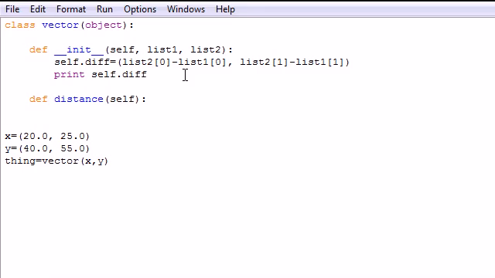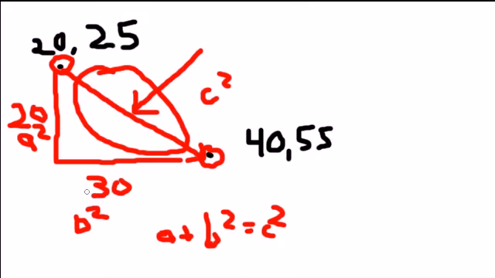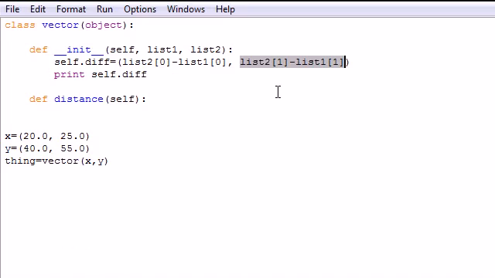So we already have a list up here, and the first item in the list is the difference in the first side, and the second item in the list is the difference in the second side. So the first item in the list is this right here, and the second item in the list is this right here. So we can utilize those variables that we already got in our formula down here.